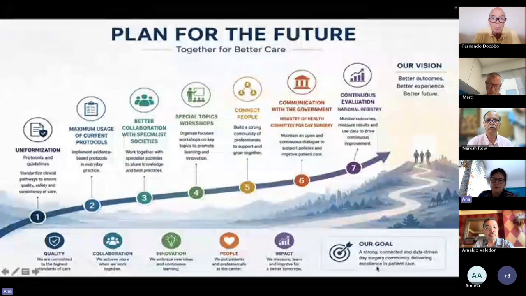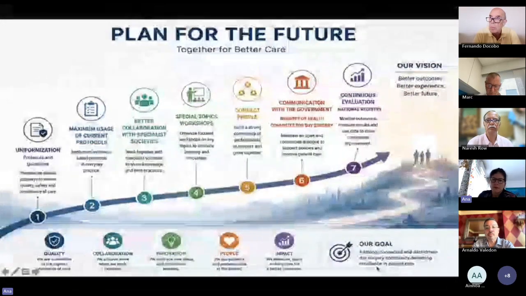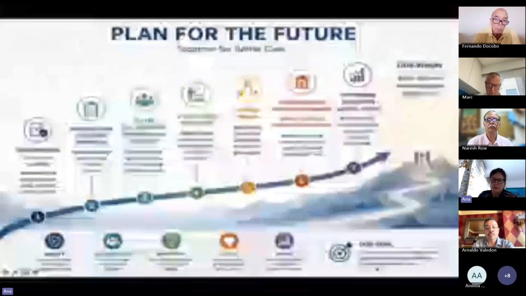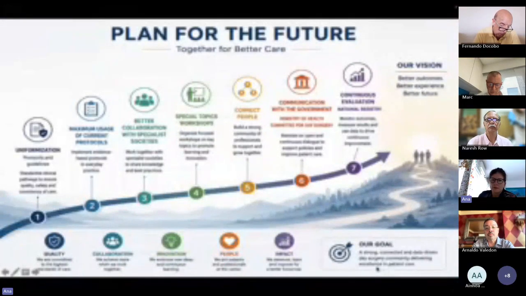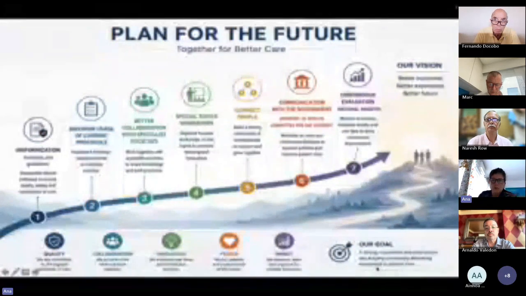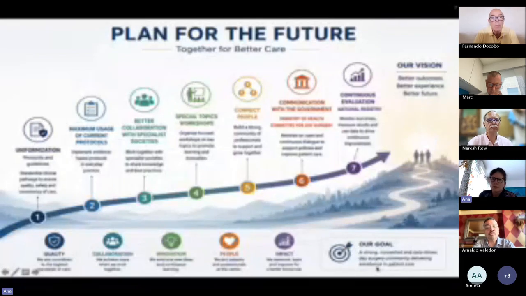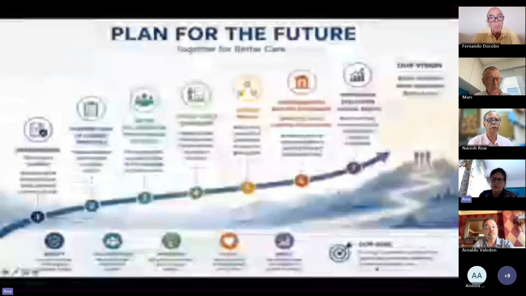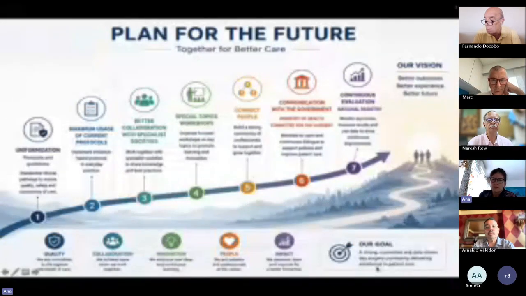We have started a good communication with the government, but we plan to continue it because the government must be aware at all times of the importance of ambulatory surgery. And of course, continuous evaluation and national registries are important to monitor outcomes, measure results, and use data to drive continuous improvement.